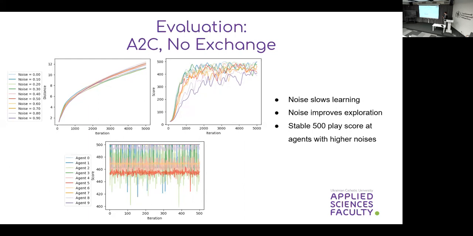The agents with lower noise have good results, but they have big drops here, which means that most probably they have overfitted on some states that they observed.